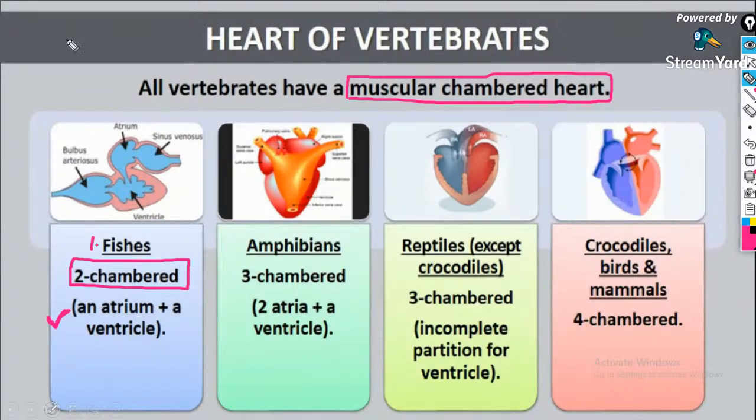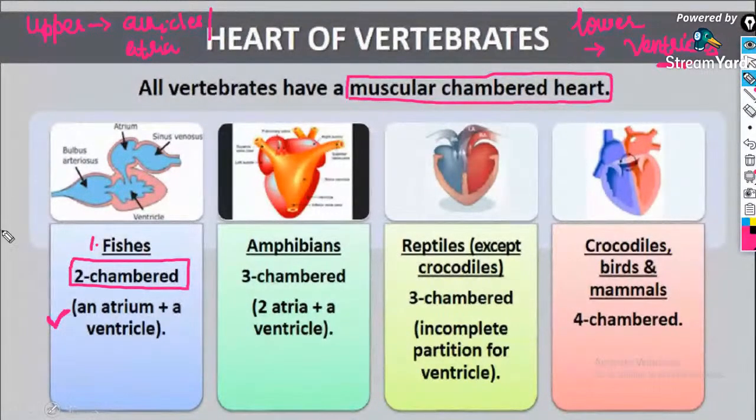Guys, in case of human heart, there are two upper chambers, and those two upper chambers you will call auricles or atria. And the lower chambers of the heart, you will call the ventricles.